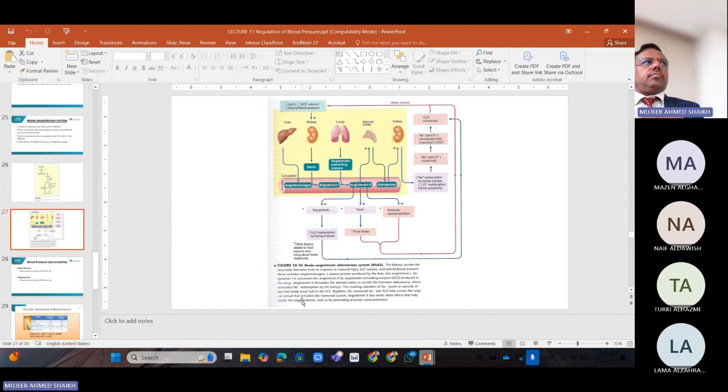So in the regulation of blood pressure, we saw there is a short-term mechanism and a long-term mechanism. In the short-term mechanism, we discussed the baroreceptor in detail. In the long-term mechanism, we discussed the renin, angiotensin, aldosterone system. These are mechanisms responsible for regulating the blood pressure in a normal person.